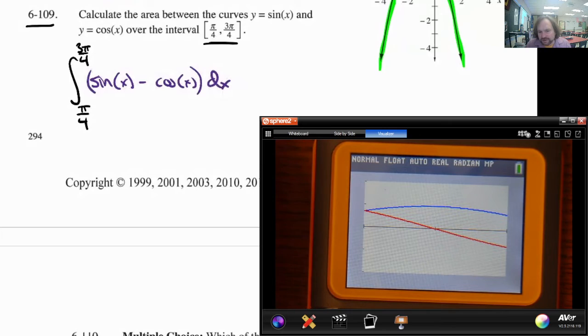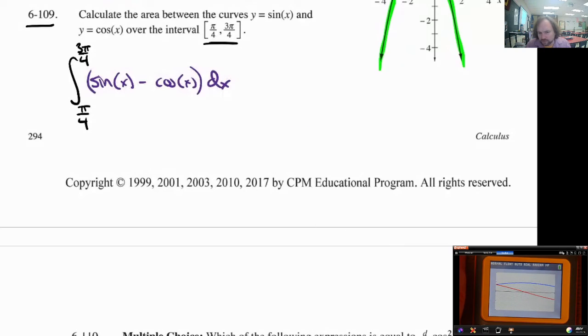Now this is a pretty reasonable integral to do by hand. So that's exactly what we're going to do. You can use a calculator if you want to, but you don't need one for this answer. The antiderivative of the sine of x is the negative cosine of x. And the antiderivative of the cosine of x is the sine of x. So we're looking for the negative cosine minus the sine.